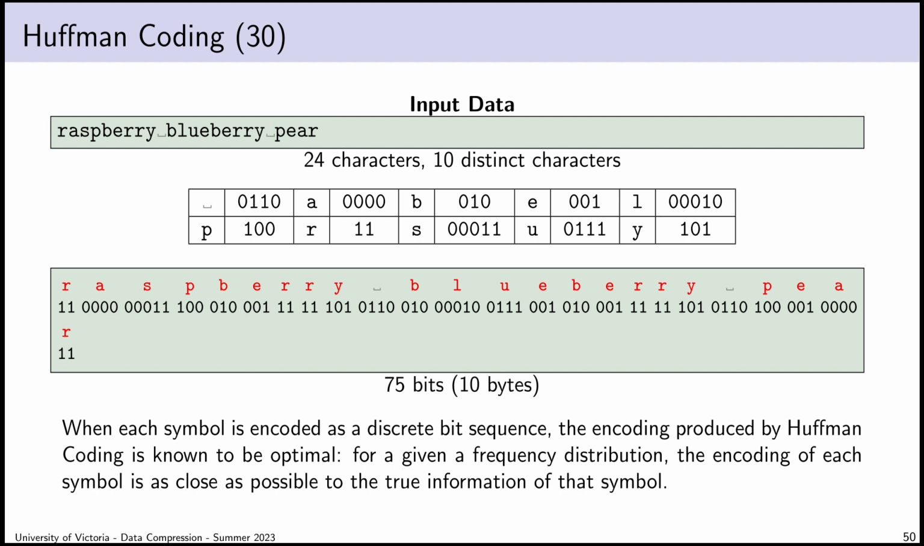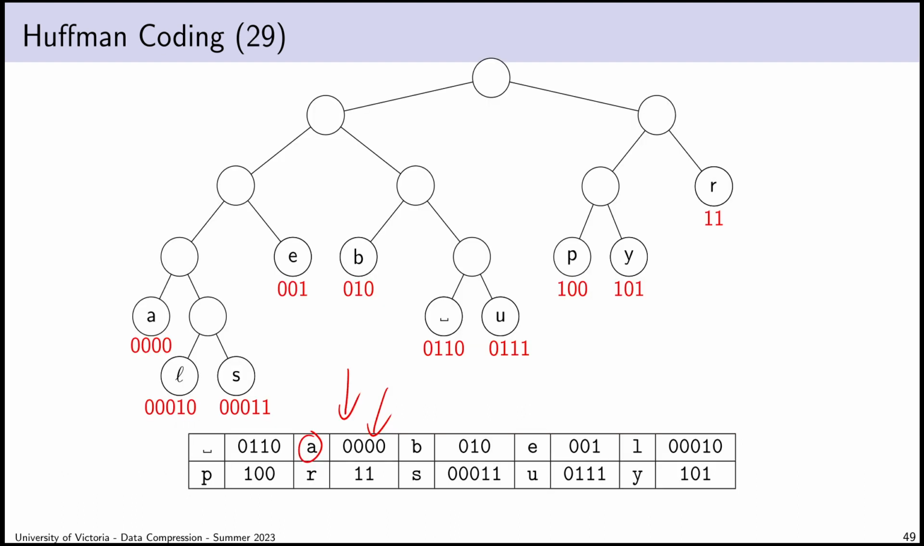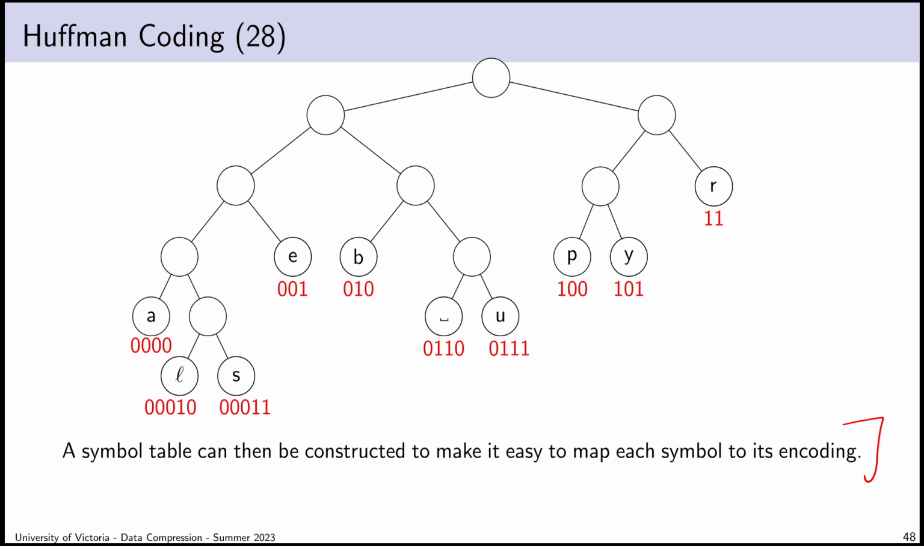For a given distribution, the encoding of each symbol is as close as possible to the information content of that symbol, but I'm also going to make sure that I satisfy the Kraft-McMillan inequality. And actually, one thing we can observe is it turns out satisfying the inequality is relatively easy when you think about things from a binary tree point of view.